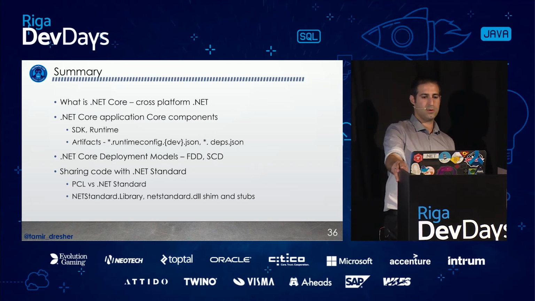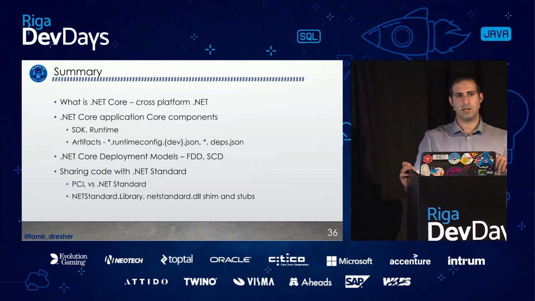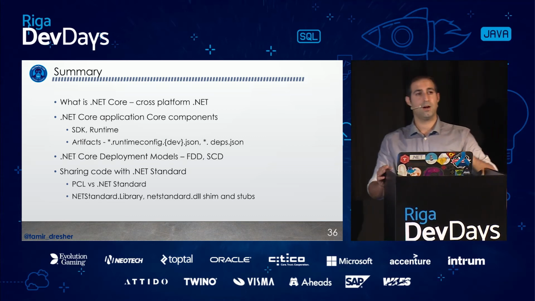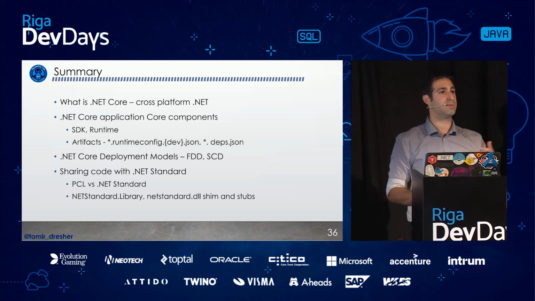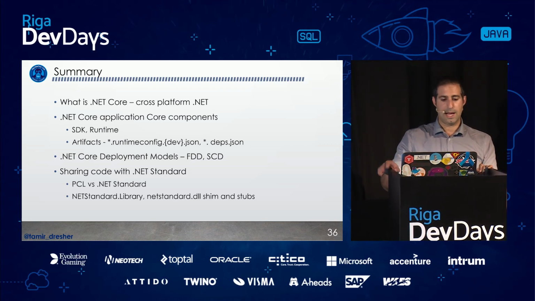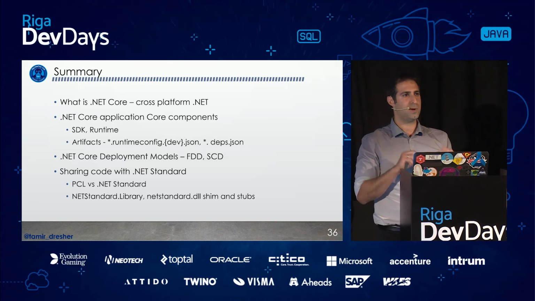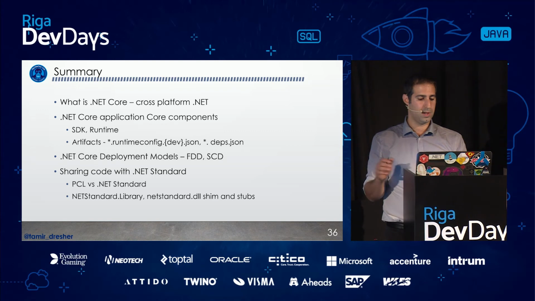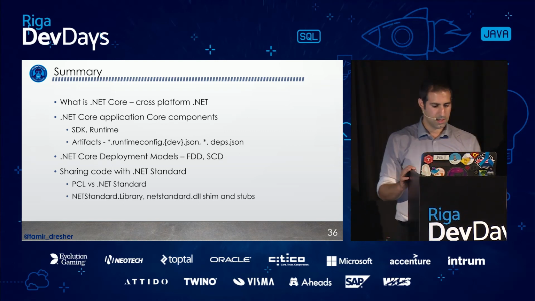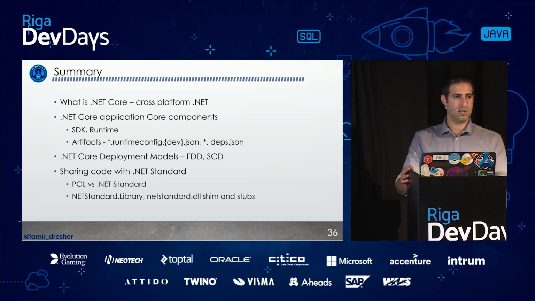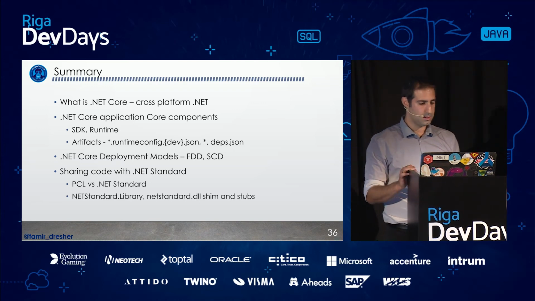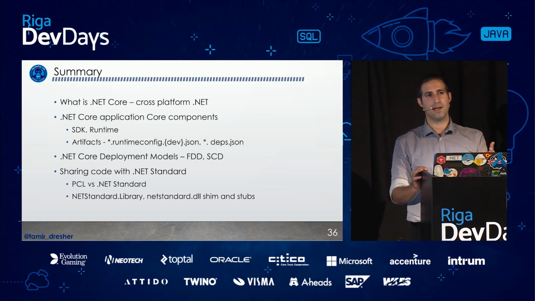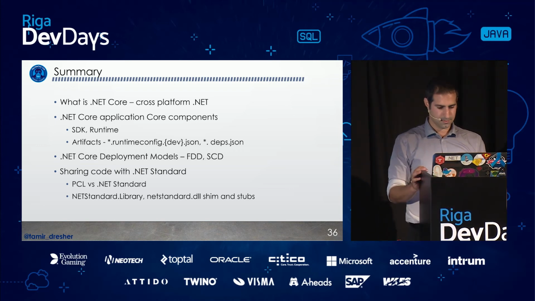Okay, so let's recap. In this session, I tried to explain what .NET Core is, why it's so powerful, and why you should use it to create cross-platform .NET applications. I tried to explain all the different parts that we have inside, the SDK, the runtime, and the different artifacts that you get when you build a .NET Core application. I talked about the different deployment models, the self-contained and the framework dependent. And lastly, I discussed how you can share code with .NET Standard and how it works behind the scenes.